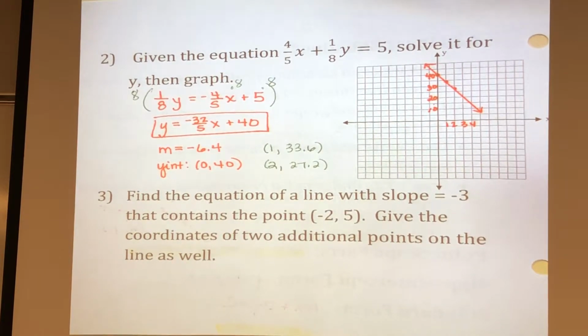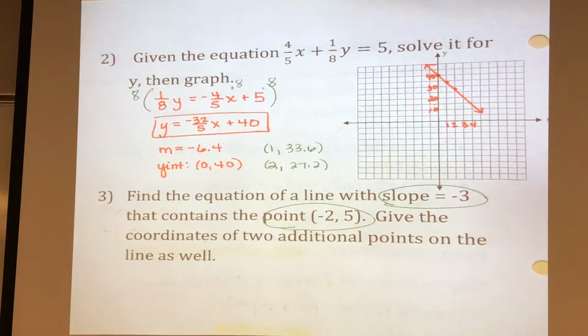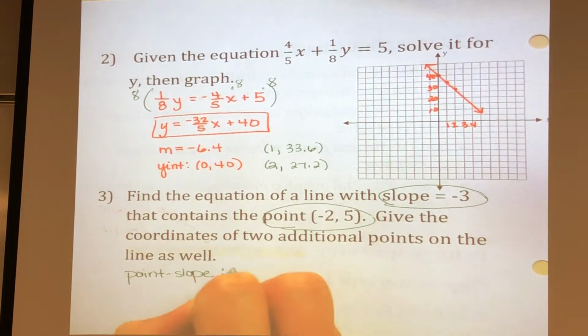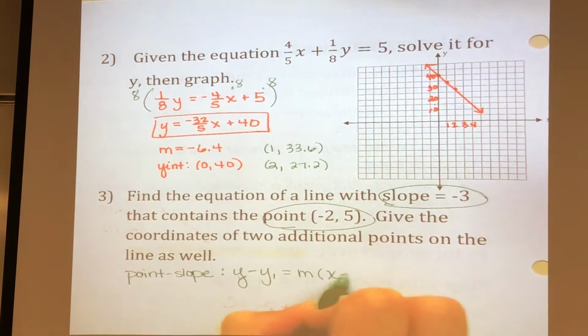Number 3, find the equation of a line with slope negative 3 that contains the point negative 2, 5. Give the coordinates of 2 additional points on the line as well. Okay, let's start with the first part. Find the equation of the line with slope negative 3 that contains the point. So they gave us a slope and they gave us a point. Anytime you have those two, you want to use the point slope equation because you can substitute them right in. So remember, that's y minus y1 equals m times x minus x1.